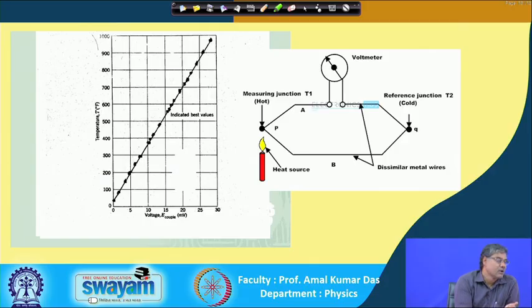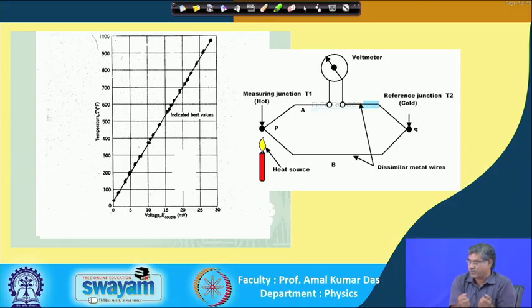One junction you have to keep at some fixed temperature, which we call the cold junction, and the other will be the hot junction. Companies give you ready-made thermocouple thermometers, and there will be a meter that shows the temperature of your sample. But sometimes you can make this type of thermometer yourself.